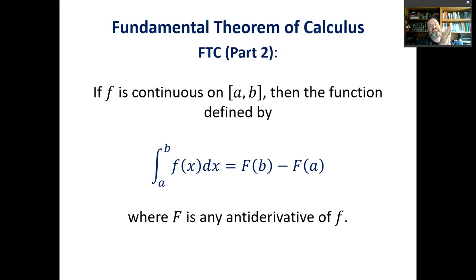Now we're going to prove the fundamental theorem of calculus part 2. So if f is continuous, then the definite integral of f of x dx is f of b minus f of a. So capital F of b minus capital F of a, where F is any antiderivative of lowercase f. This "any" is part of the proof. You'll see why it is.